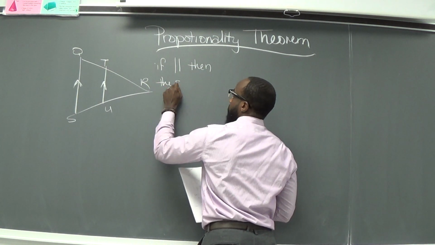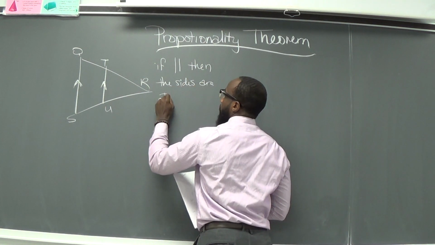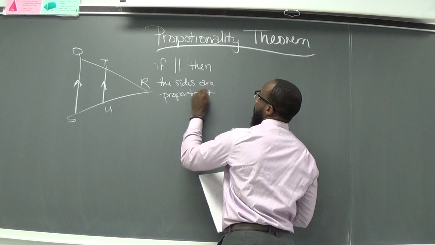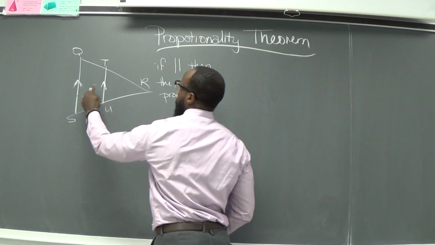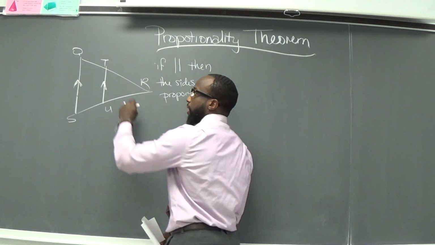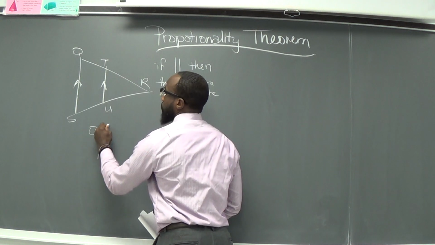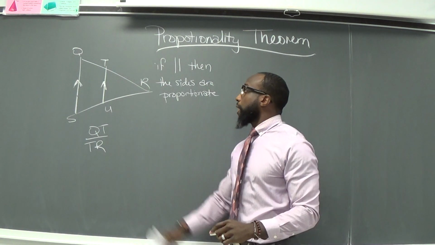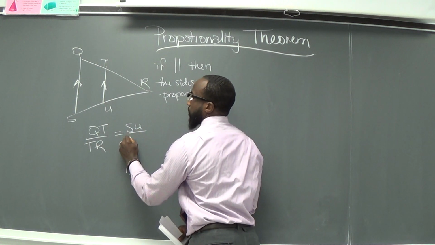So if parallel, then the sides are proportionate. What I'm saying is, these two lines are parallel and they intersect this side QR. When you break QR up, the parts are going to be proportionate to each other. So QT, this part, is proportionate to TR, on the same side, and SU is proportionate to UR.